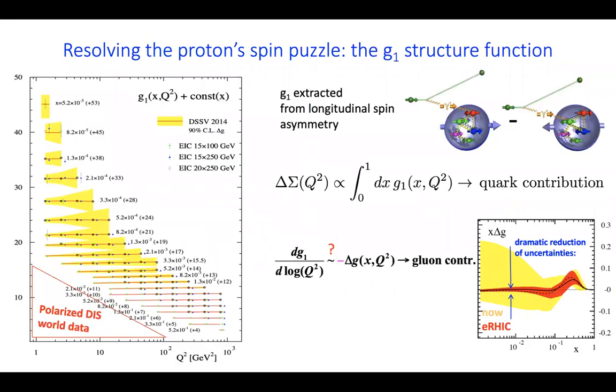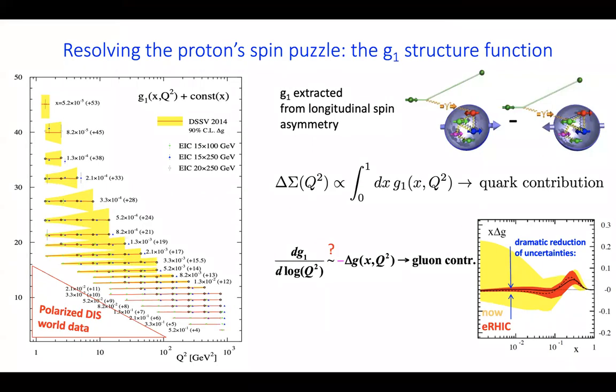And so what is measured? So what we're measuring specifically is that you're doing a deep inelastic scattering experiment. So you have a polarized electron, which scatters off a polarized proton. Right? So the spin of the proton can be either aligned along the direction of the electron, or it can be anti-aligned to it.